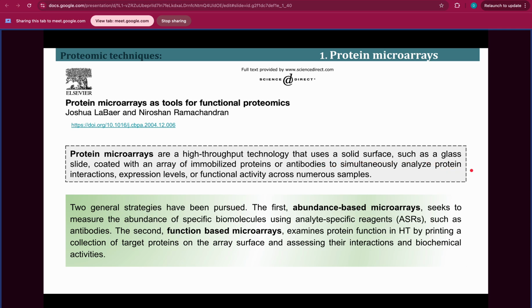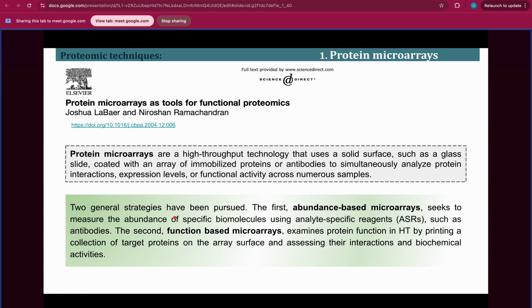Now we can analyze the protein interactions, expression levels and functional activity across numerous samples, because in multiple samples multiple proteins are present, and I know that this antibody will bind to this particular protein. So among different samples, if some binding happens, I can comment that this sample contains the protein and this sample does not. That comparison can be performed with the help of protein microarrays.